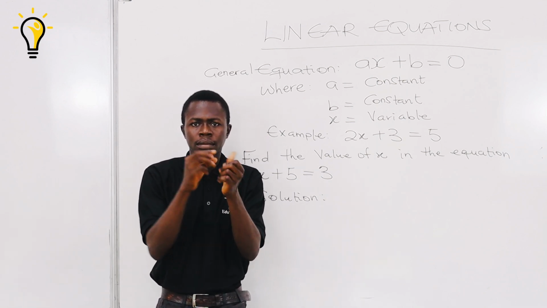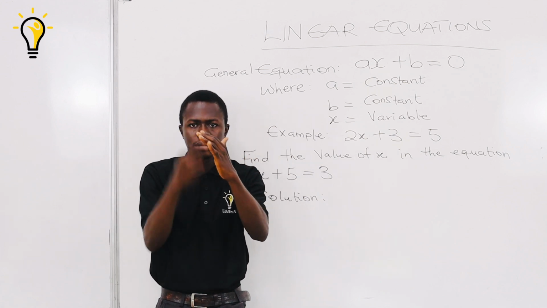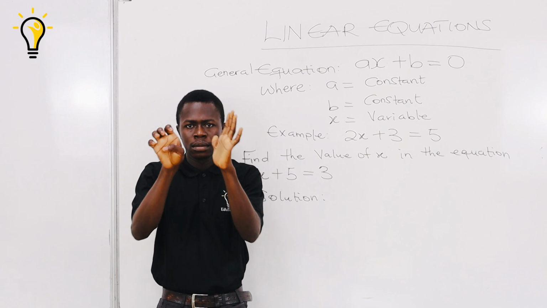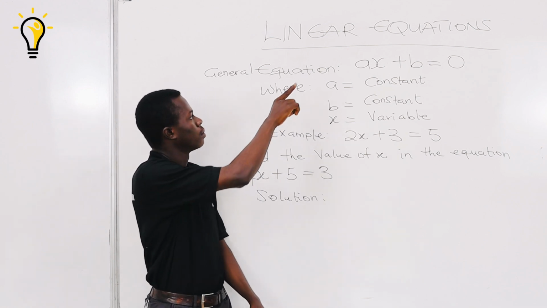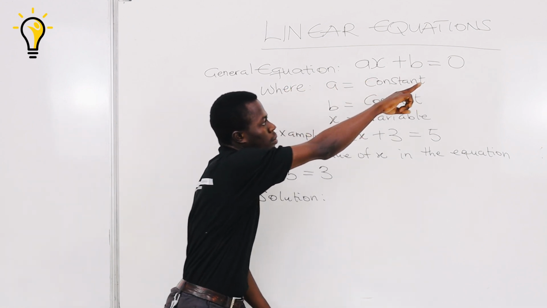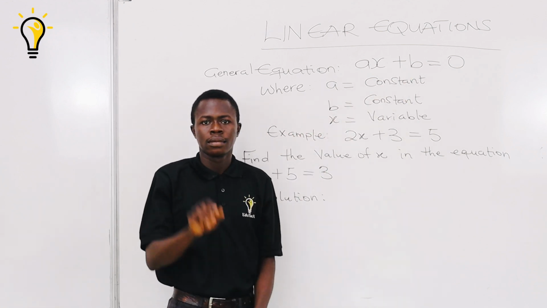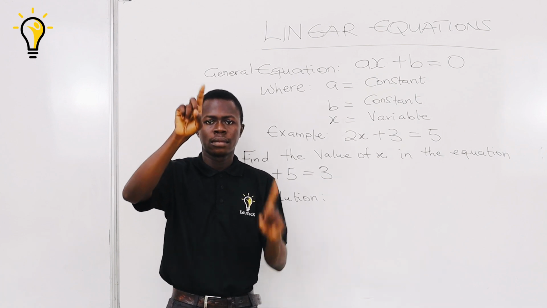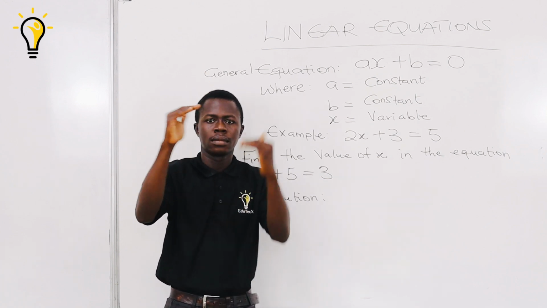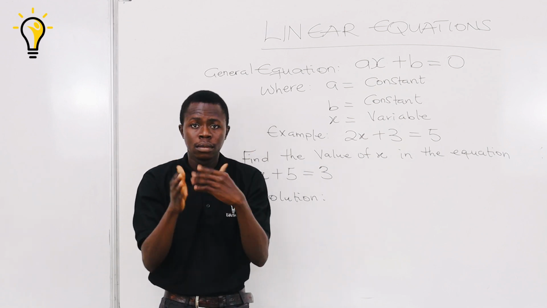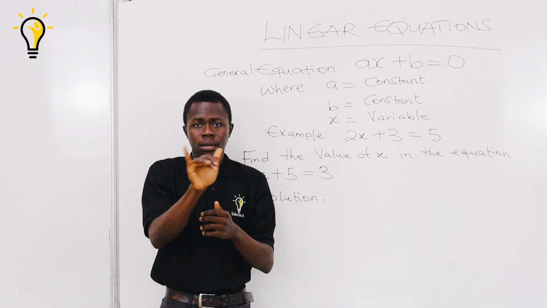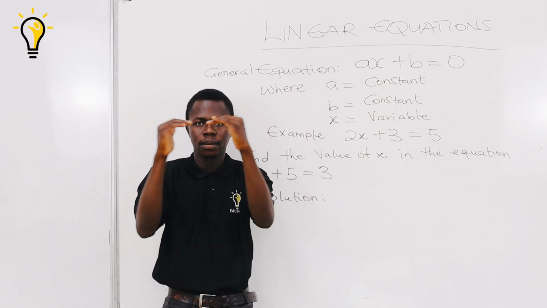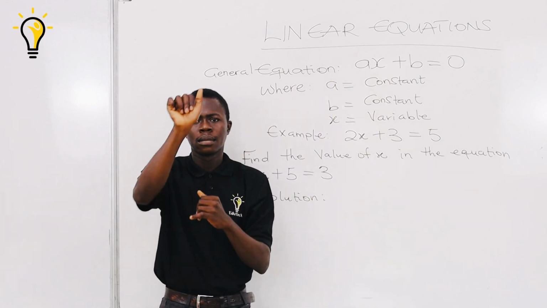Now, the first thing we are going to discuss is the definition of a linear equation. A linear equation is expressed on the board. It normally comes in the form ax plus b equals 0. So whenever you see any equation expressed in that form, then it means you are dealing with a linear equation.